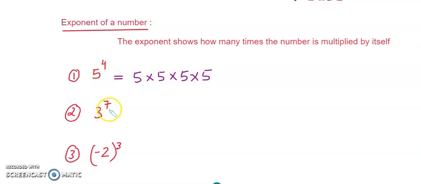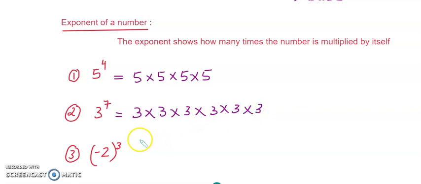Let's go to the next one. 3 to the power 7 means I have to multiply 3 how many times? Yes, 7 times. So let's write it. 3 times 3 times 3 times 3 times 3 times 3. Let's count. Am I right or not? 1, 2, 3, 4, 5, 6. Oops, I forgot 1. So we should put another 3. So 7 times the base is multiplied.